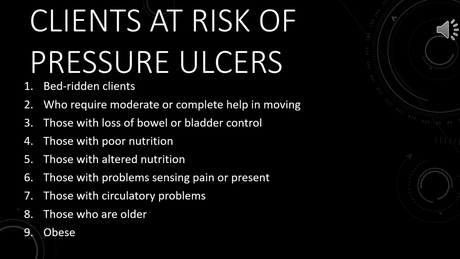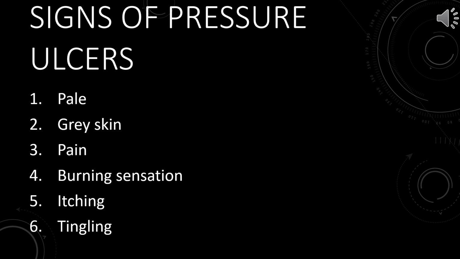Next are the signs of pressure ulcers. The first sign of a pressure ulcer is pale or grayed skin or a warm or reddened area. Color changes in skin may be hard to notice in dark colored skin clients. So, if the client is complaining of pain, burning, itching, or tingling in the area, you should report the complaint to the supervisor. However, some clients may not feel anything unusual, so it is very important that you observe your client and look for other signs of poor blood flow to the area.